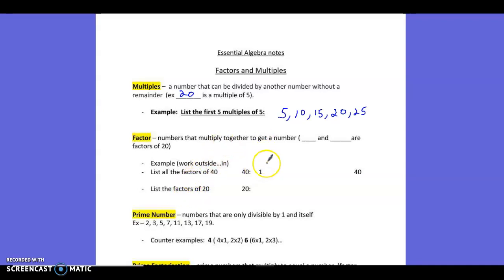You could use 1 and 20. You could use 2 and 10. You can use 4 and 5, because that would work as well. So there's a lot of factors that can go into the number 20 evenly.